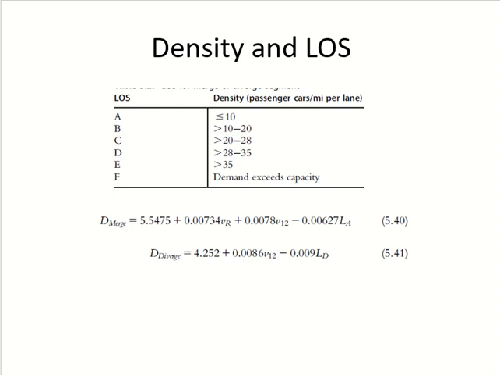For the ramp. What is V12? The first two lanes. What is LA? Acceleration. Okay, for the diverge area, V12 is the same. What is LD? Deceleration. Okay, clear?